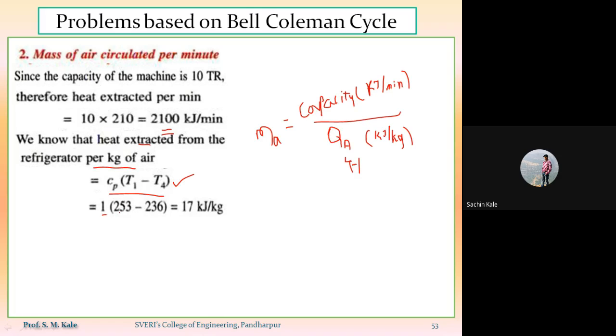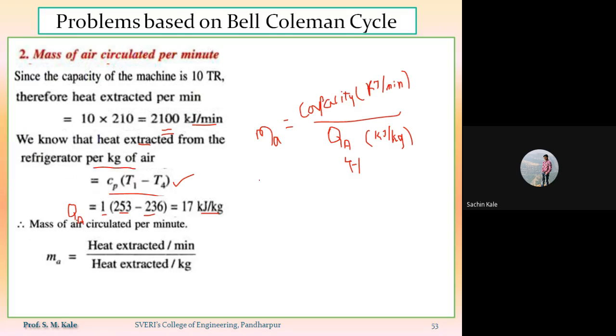So you know the Cp value, T1 value and T4 value. Here you will get the amount of heat absorbed, that is QA, and this value will be in terms of kilojoule per kg. The capacity you have calculated in terms of kilojoule per minute. Now, as you have calculated the capacity in kilojoule per minute and QA in kilojoule per kg, the mass of air circulated is the capacity in kilojoule per minute divided by the heat absorption in kilojoule per kg.